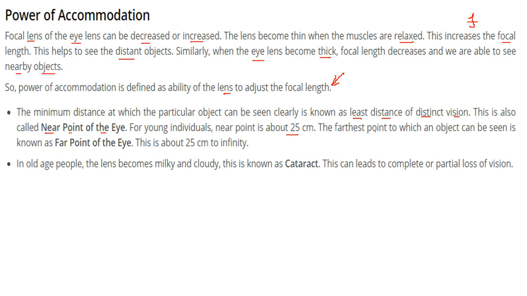And the farthest point to which the object can be seen is known as the far point of the eye. So this can be from 25 centimeter to infinity. For old age people, the lens becomes milky and cloudy, and this situation is known as cataract, and this can lead to complete or even partial loss of vision.